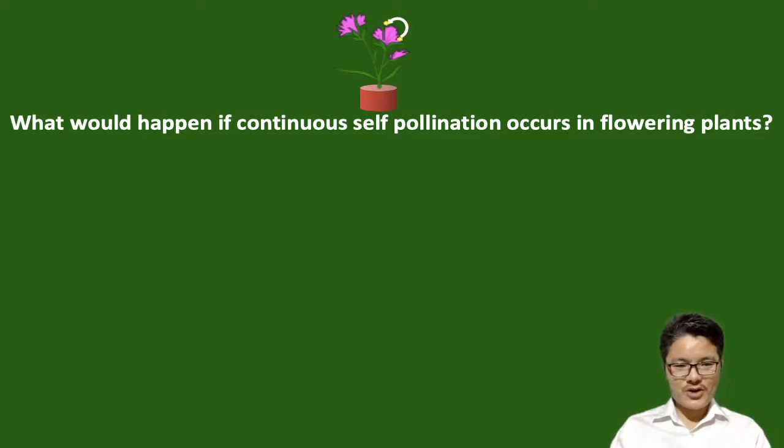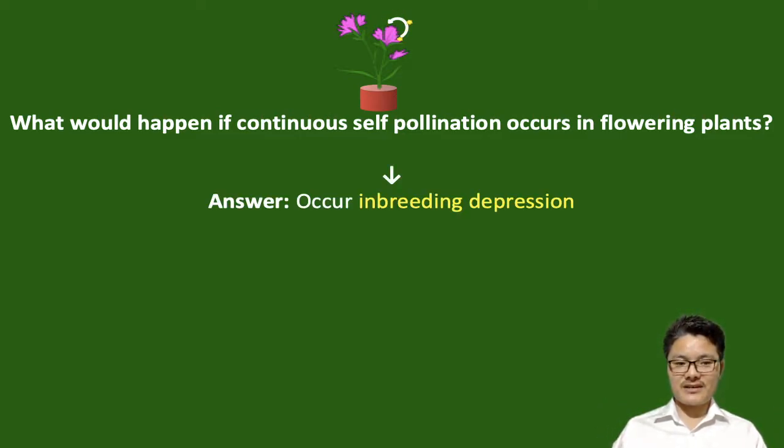Let's start this video with a question. What would happen if continuous self-pollination occurs in flowering plants? The question says that if continuous self-pollination or inbreeding occurs in flowering plants, what would happen? What would it be leading to? You may be coming up with different answers. I would prefer to give this as the answer.